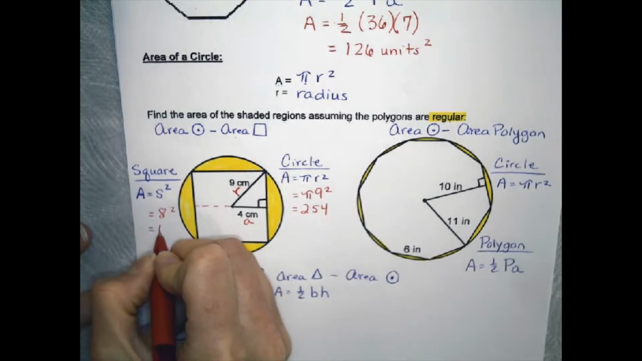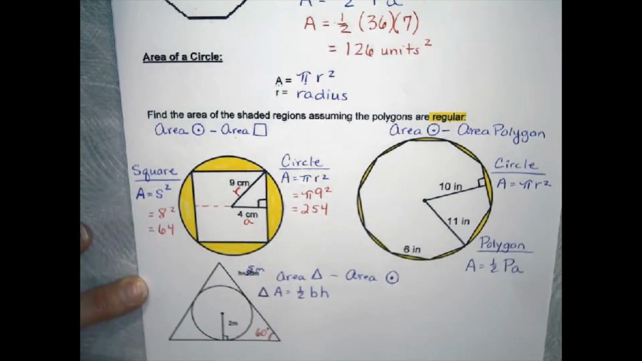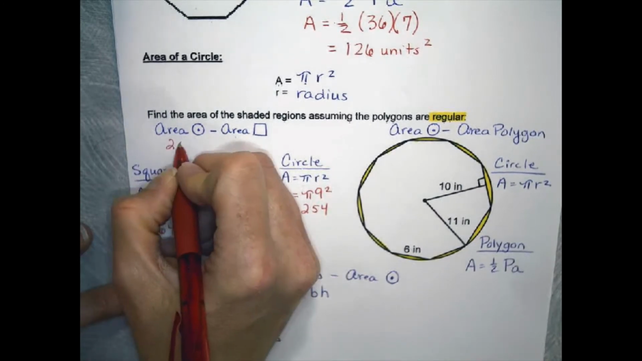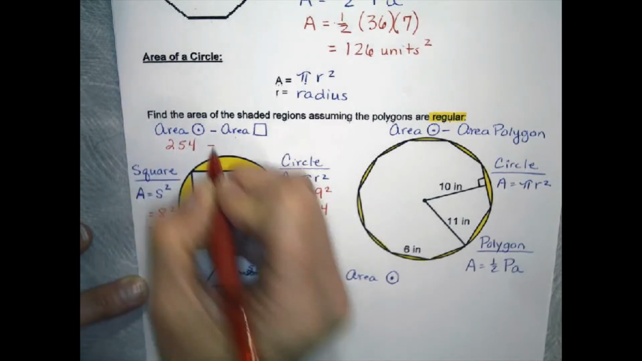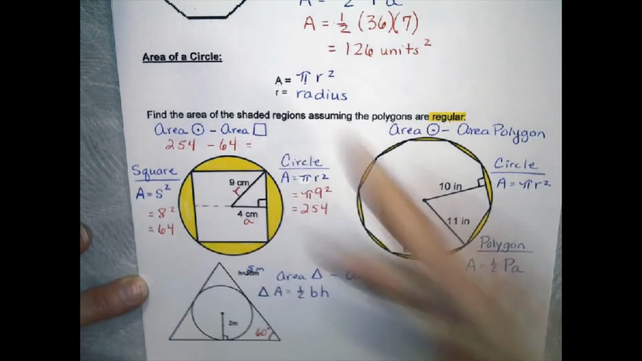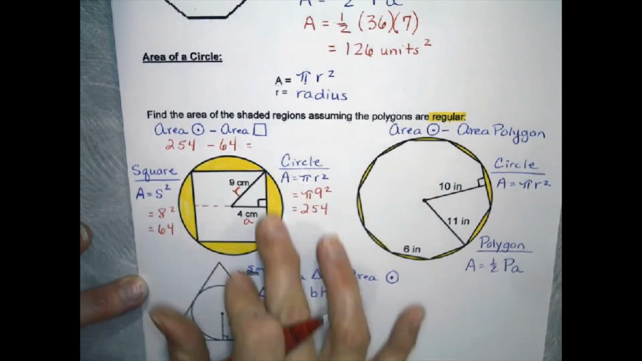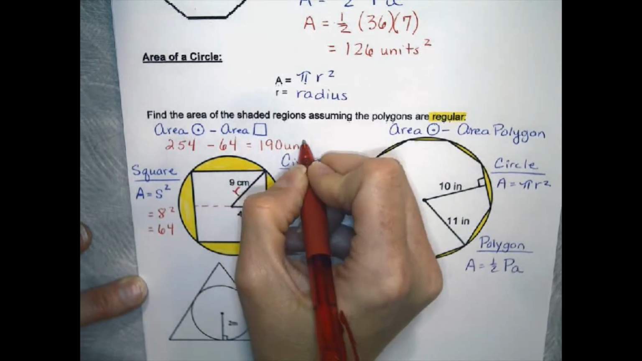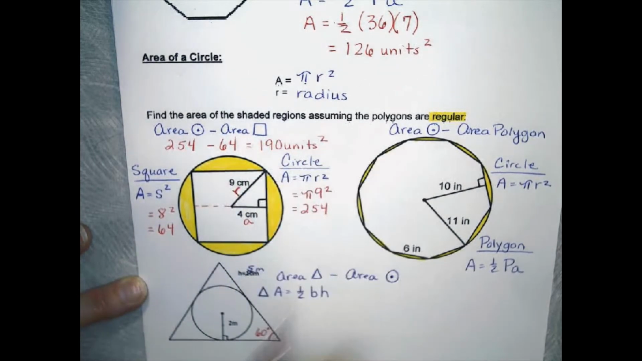So in order to find the area that's shaded, I would take the area of my circle, 254, subtract the area of the square, 64, and I would find that the yellow shaded area is 190 units squared. Keep in mind that these drawings are not to scale. Clearly the square looks much larger than the shaded yellow area.